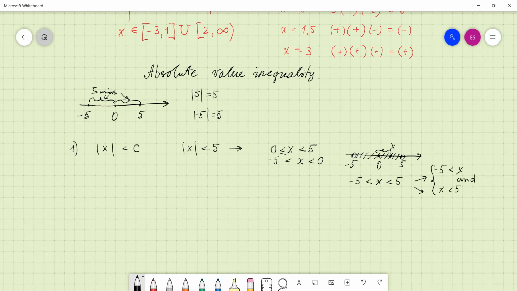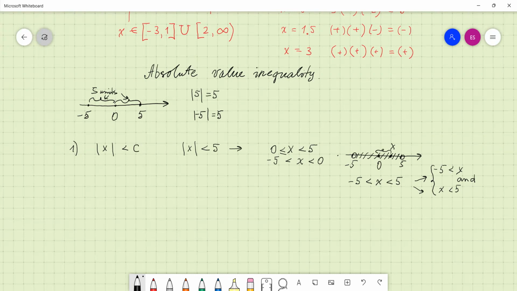I'm going to put here, because x must satisfy both of them. For example, if x is just less than 5, for example -7, which is less than 5, but does not fit this inequality. -7 is obviously not greater than -5. It's not going to work for us, right? So the number -7 sits over here, outside. So it's supposed to be both inequalities at the same time.